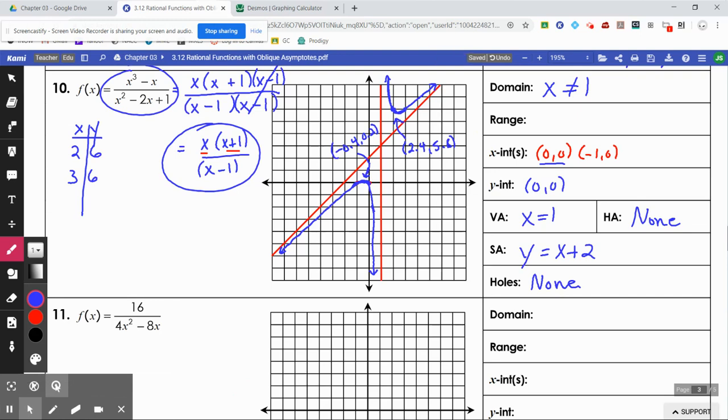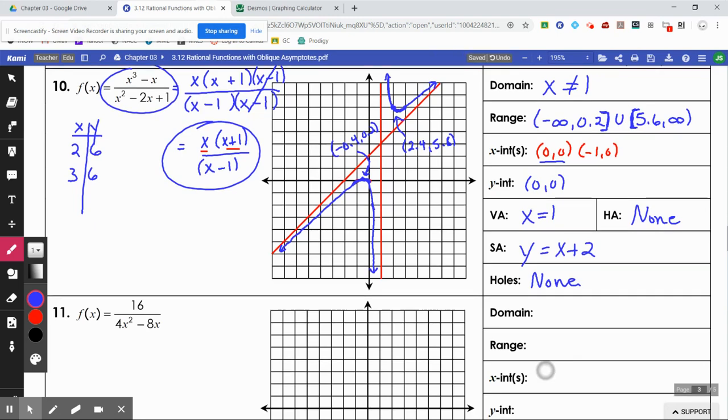So therefore, our range, we're going to go from negative infinity up to this y value, which was 0.2. And then we jump from there up to this y value, which was 5.6, and we'll continue there on to positive infinity. Now 0.2 and 5.6 were both included in your graph, so therefore they were points on your graph, so make sure we include them on that.